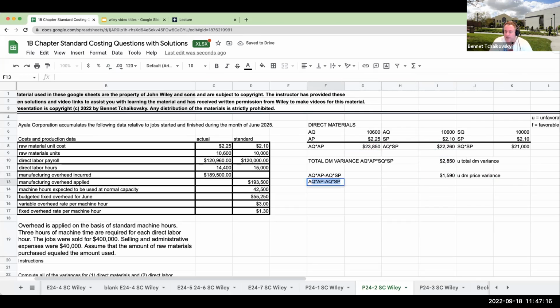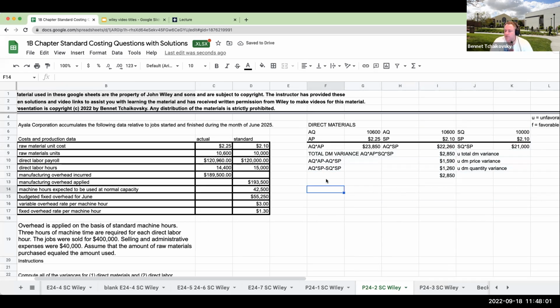Next one, compare the middle value to my standard cost. I'm leaving the price constant, so I'm focused on quantity. I used 10,600 and I should have only used 10,000, so this is also unfavorable. When I add these two together, I get 2,850, which has to equal my total variance. We've done that. Again, you want to do this to check your work. We always want to be checking our work when we do these different types of problems.